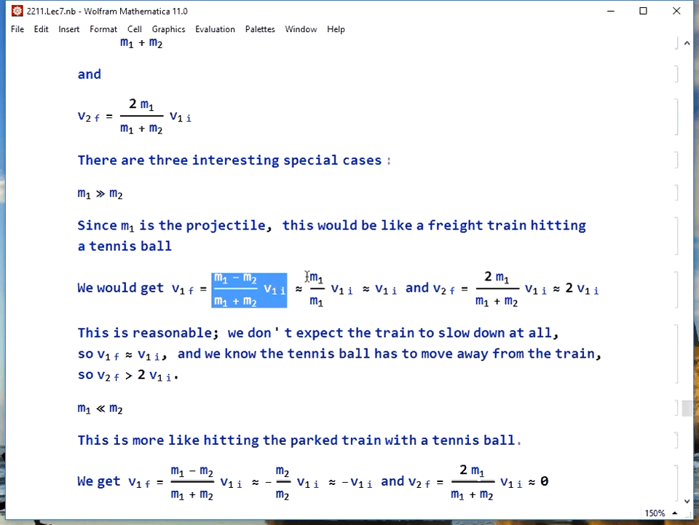V1F, and notice M2 is so small, you get M1, and therefore the freight train doesn't change speed. The tennis ball, on the other hand, when we get rid of M2 because it's so small, we get the tennis ball flies off at twice the freight train's speed. Of course, it won't just get the freight train speed.